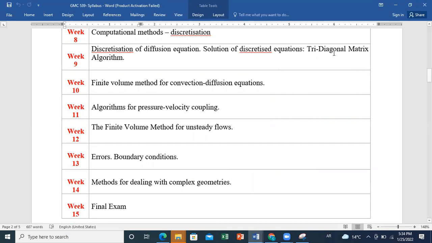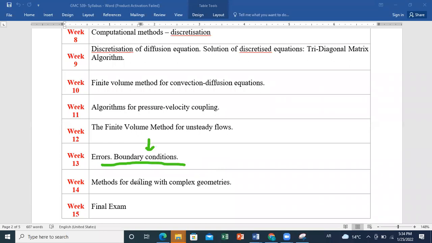Now, as we previously said, boundary conditions are of high importance in getting a good solution. So if you give bad boundary conditions, you can expect bad results. So we will see what are the errors that can be involved and how to select the appropriate boundary conditions.